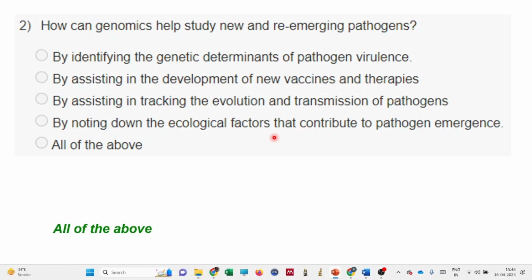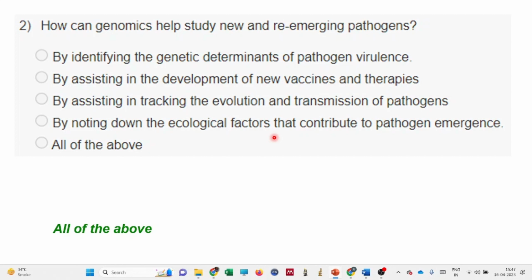So they can identify the host range. Genomic analysis can identify the range of hosts that a pathogen can infect and how it adapts to different hosts. This can help identify potential reservoirs of the pathogen and inform disease surveillance and control. Also, they can track pathogen evolution over time, including the acquisition of new genetic traits that enhance its virulence, transmission, or adaptation to new hosts or environments. And this can help identify the genetic factors that contribute to pathogen emergence and inform disease control strategies.